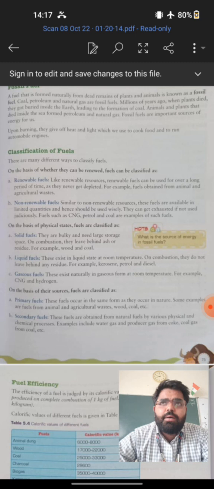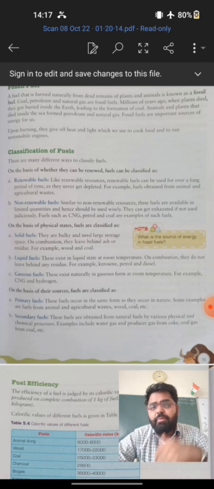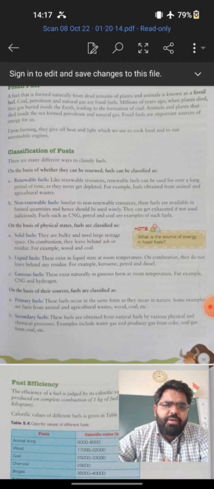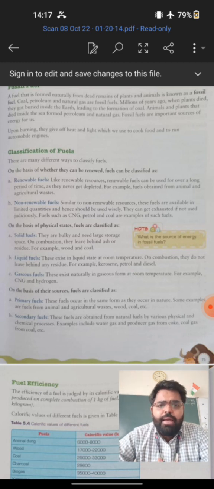They will be formed, but the duration of their formation will be very, very vast, right? Now, depending on the physical state, whether they are solid, liquid and gaseous, we have again characterized. For example, gaseous fuels are your CNG, hydrogen, liquid are basically your petrol and diesel, and solid are, you can say, your coal and wood.